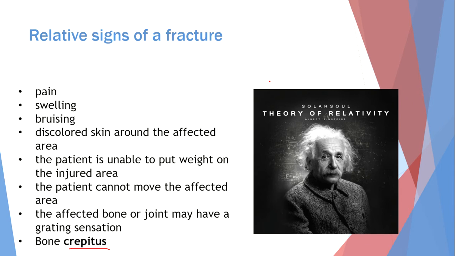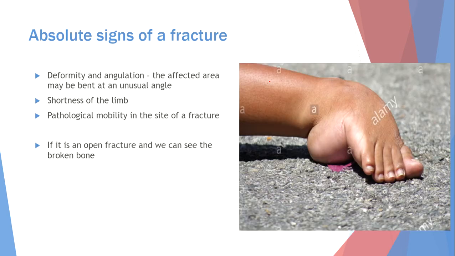It's a crunchy sound. An absolute sign of a fracture: deformity and angulation, like we see in this photo. The affected area may be bent at an unusual angle, shortening of the limb, pathological mobility at the site of the fracture. If it is an open fracture and we can see the broken bone, this is an absolute sign of the fracture.